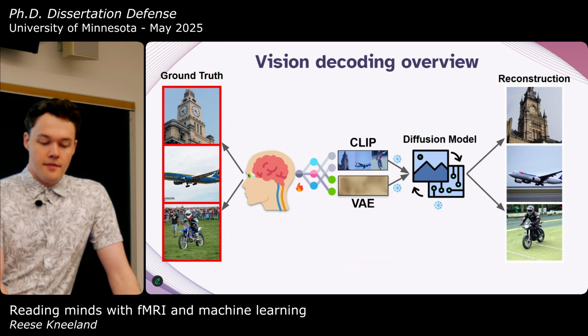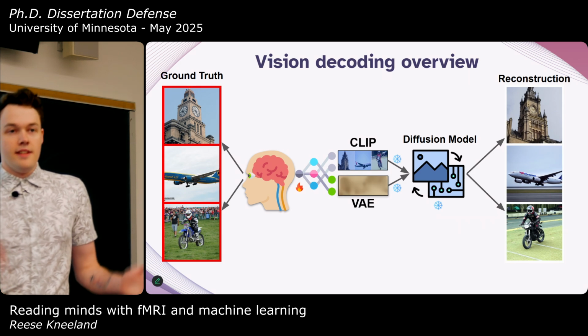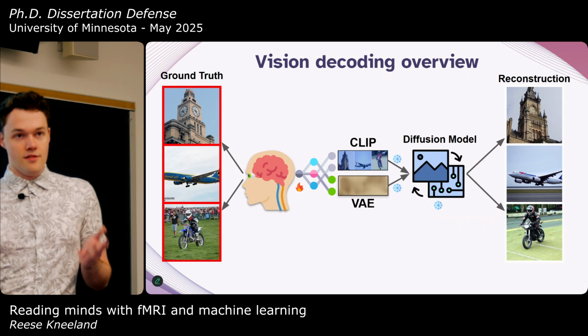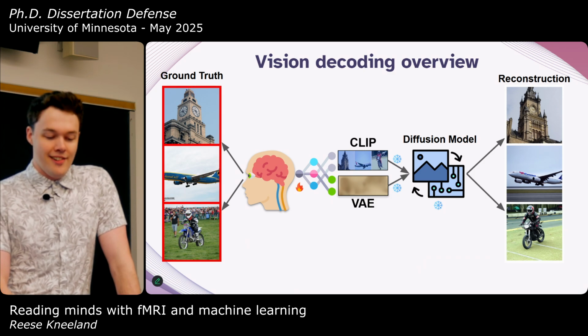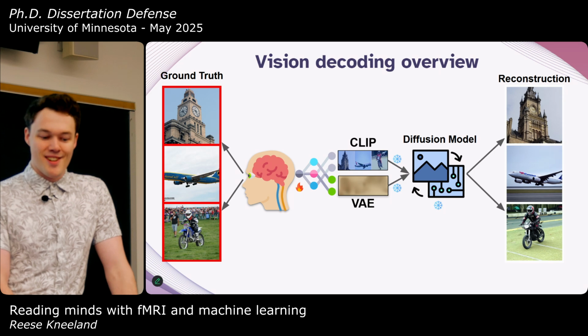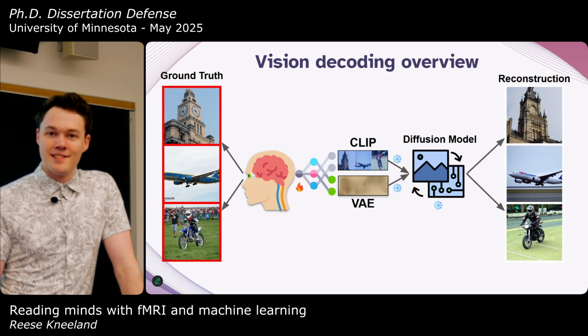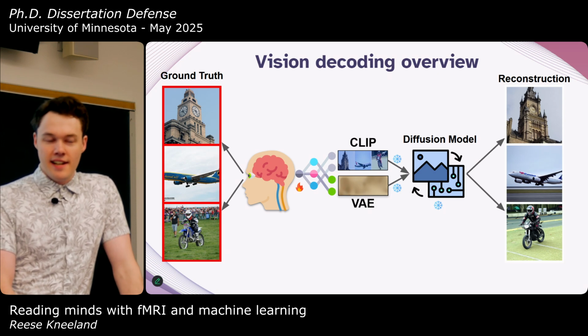And these are typically very accurate if you compare them to the ground truth images in terms of both the semantic information that we contained in that CLIP vector and the structural information that we contained in the VAE embedding. And we get reconstructions of a clock tower, right? So if the subject sees a clock tower, we can reconstruct a clock tower in approximately the same orientation. Plane to plane, bicycle to bicycle. So this has become extraordinarily effective in the last year or two.